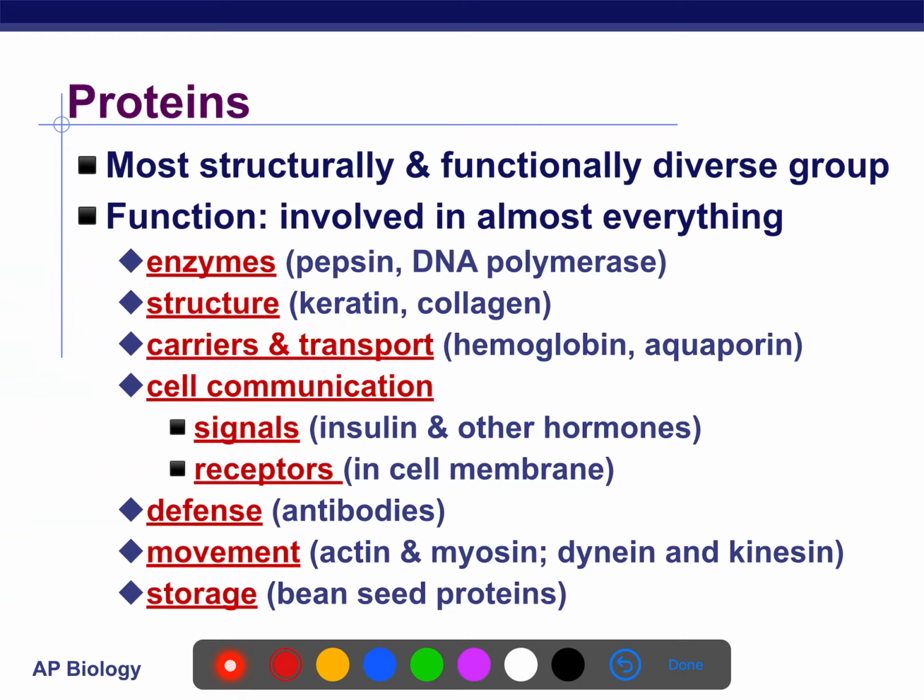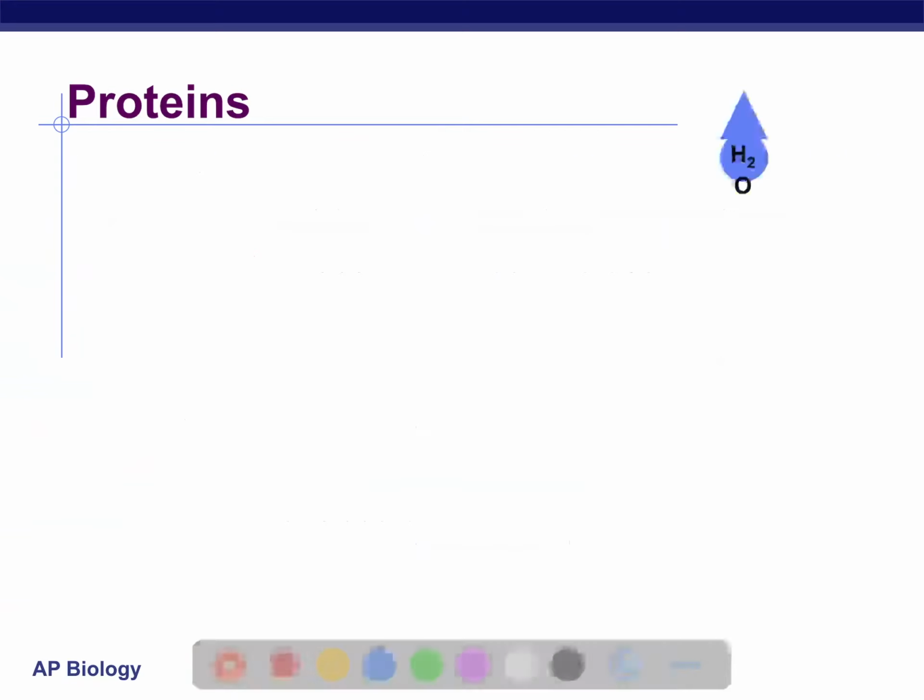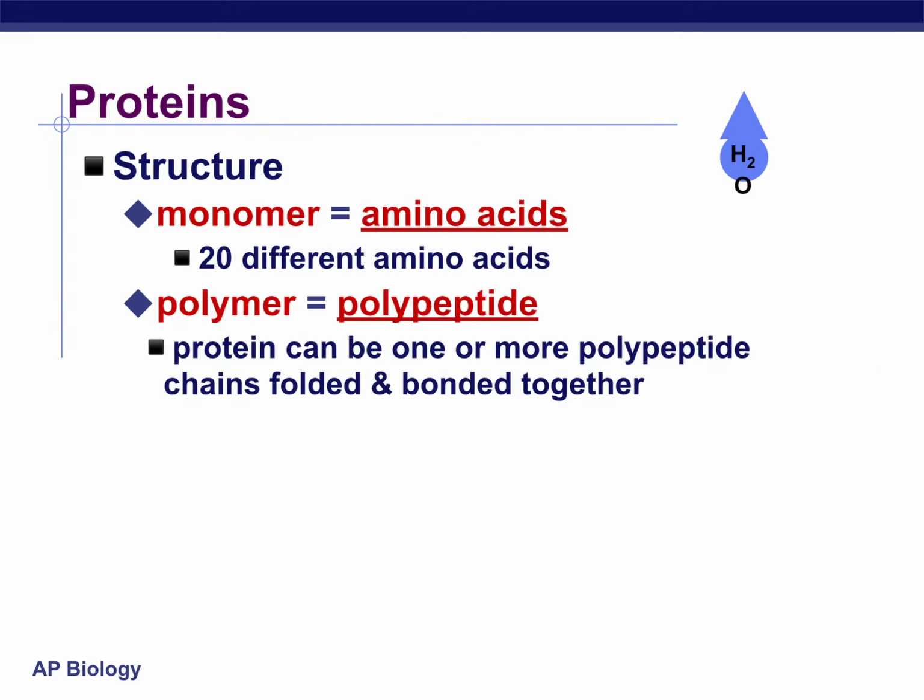They communicate from cell to cell, so hormones and things of that nature. They also are cell receptors. They help with our immune system and antibodies. They help our muscles move with actin and myosin. And then they're also going to do some storage for us. So if you aren't sure what's responsible for something in a cell, or the function that our body does, you can pretty much bet that it's going to be a protein.